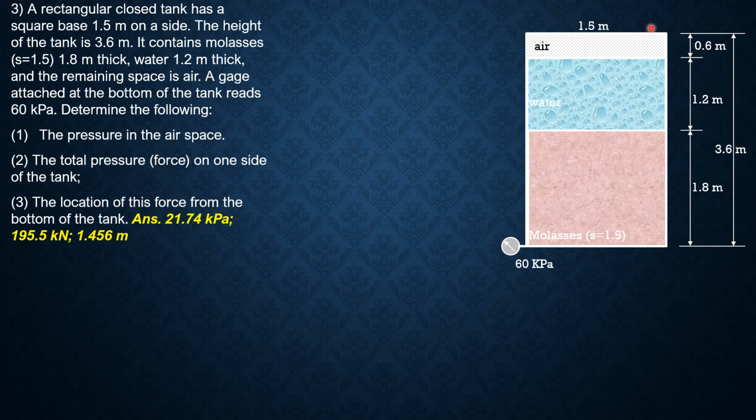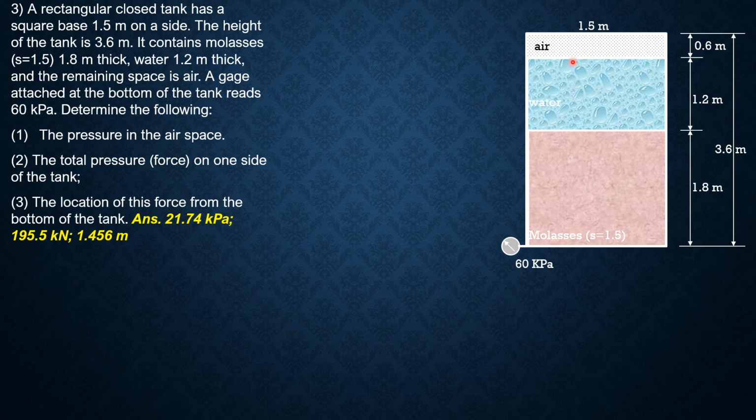So therefore the width of the tank perpendicular to the board is 1.5 meters. So we have here the height, and the molasses should be at the lowest portion because it is the densest liquid, followed by water, then of course the gas or the air. By principle, the pressure in the airspace is the same.